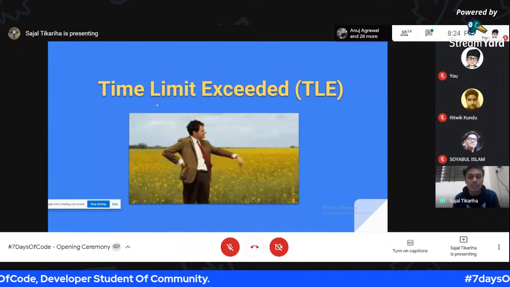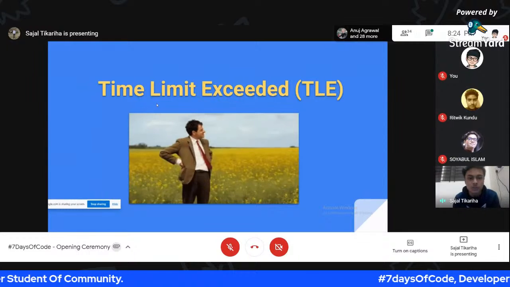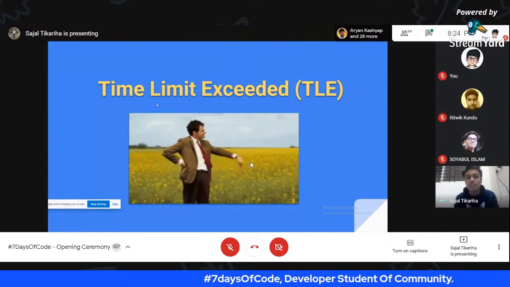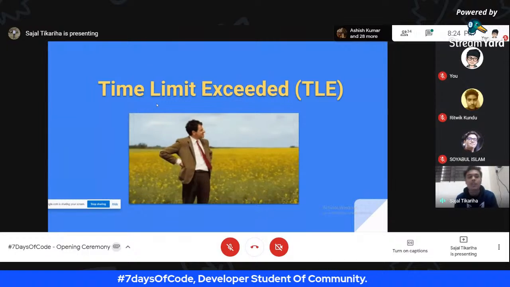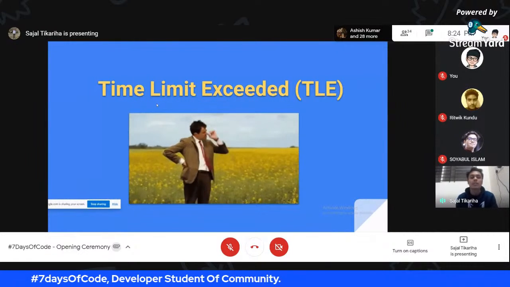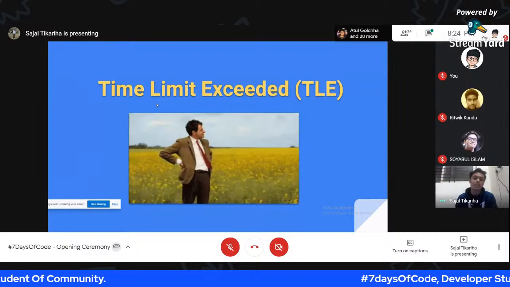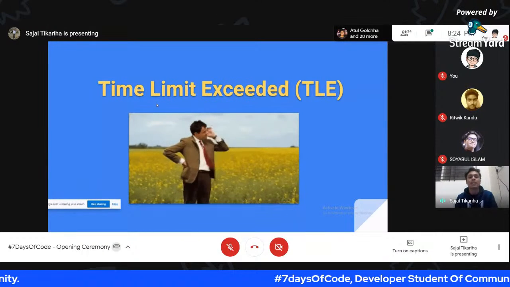Like you have a sorting algorithm, you might use selection sort or insertion sort that use n square complexity, but the question expects n log n complexity. So you'll definitely be switching to quick sort or merge sort, like that. So that would be for time limit exceeded.